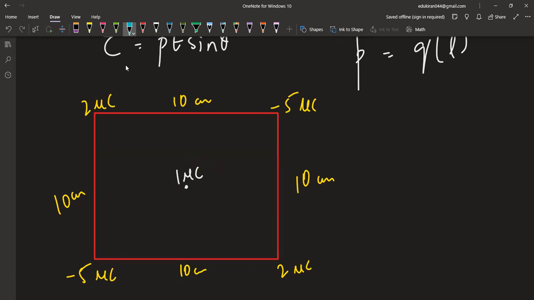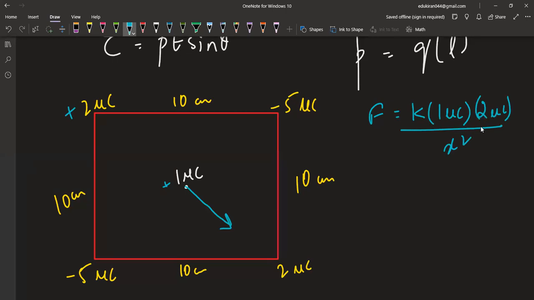Look, Coulomb's law we have studied. This is positive, right? So 1 microcoulomb due to this is positive, this is positive, so it will be moving like this. Again, look, what will be the magnitude? K, Q1, that is 1 microcoulomb, Q2, that is 2 microcoulomb, divided by, let's say the separation is x, x square. Clear, Tarif, this part? This is the force due to this.